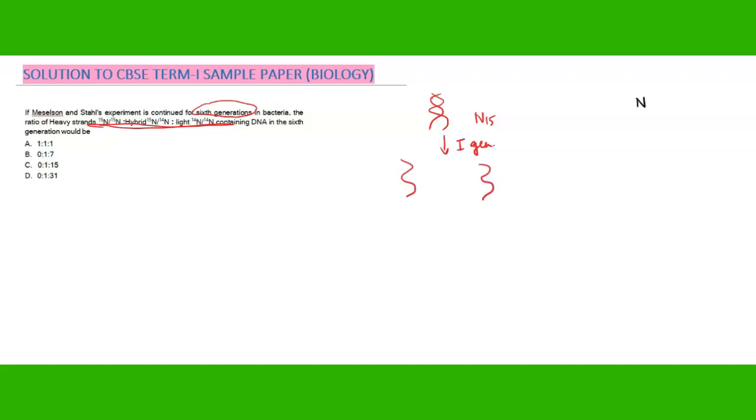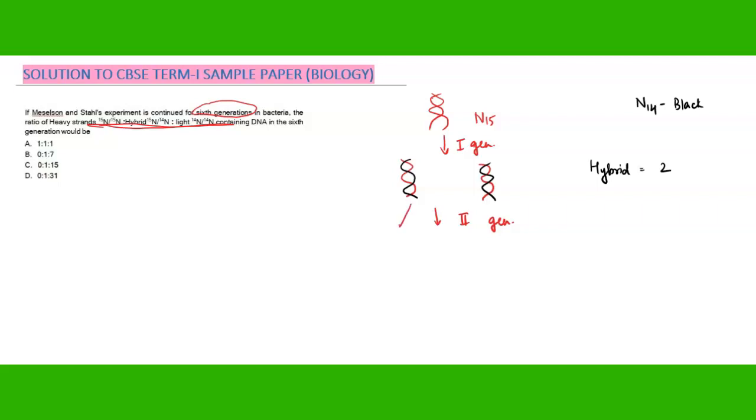So I am going to show N14 with black color, and N15 I have already labeled with red. So in the first generation, you can see that we have received the hybrid, and the hybrid strands, they are 2 in number, right? Let's move on to second generation now. In this second generation, we have 2 double-stranded hybrids, right? So we are going to make them single-stranded.